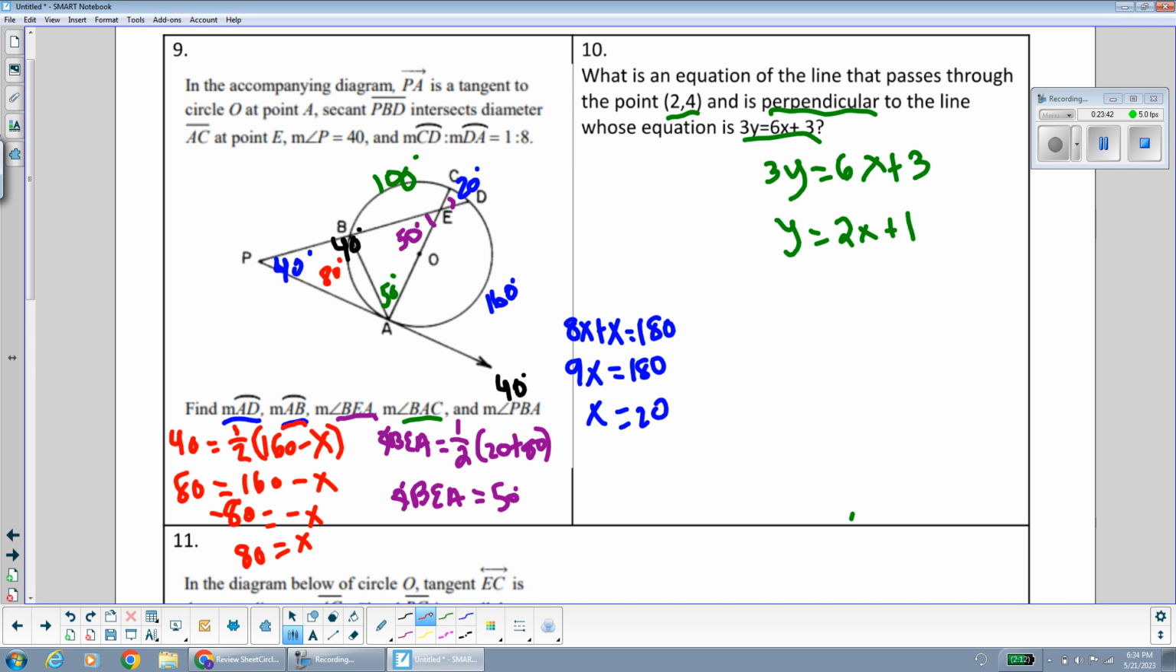And now I have the slope. So the perpendicular slope that we're going to be using is the opposite reciprocal of 2 over 1. So that would be negative 1/2. Change the sign and flip the fraction for the reciprocal. Now we need to write the equation of the line that passes through the given point. So I'm going to use point slope form.